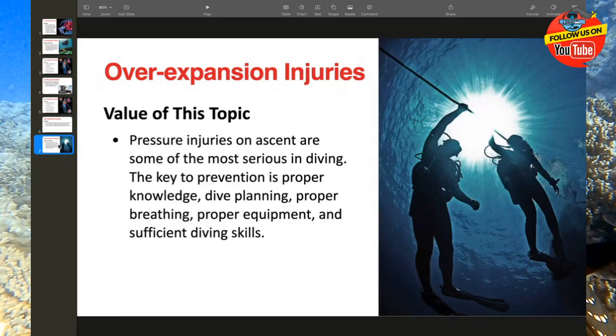And our value for the topic is that those injuries occur on ascent, and they're some of the most serious in diving. But our key to prevention is proper knowledge, dive planning, proper breathing, proper equipment, and sufficient diving skill.